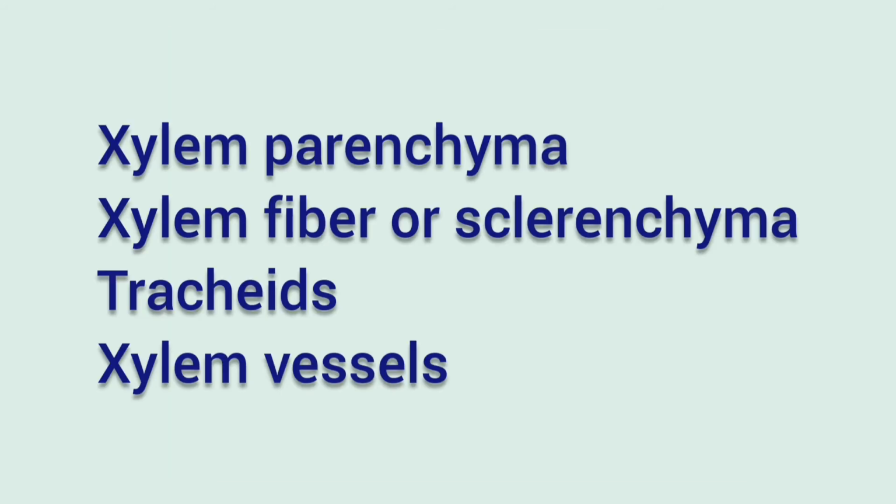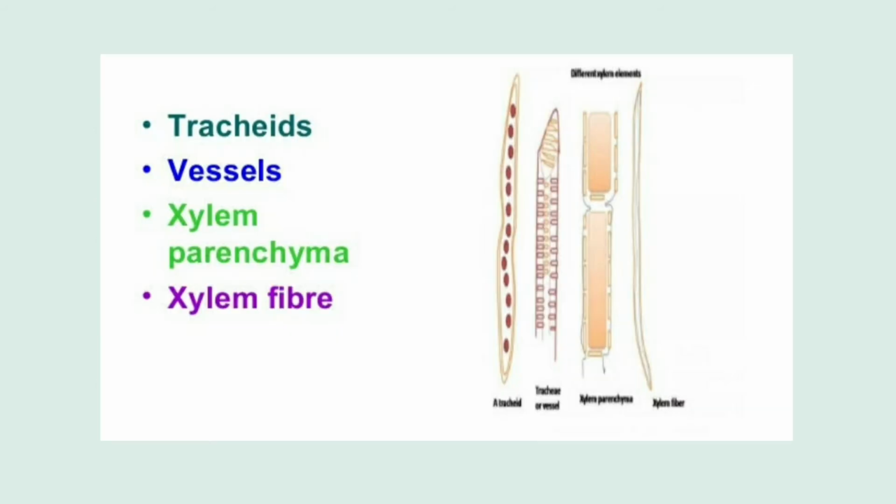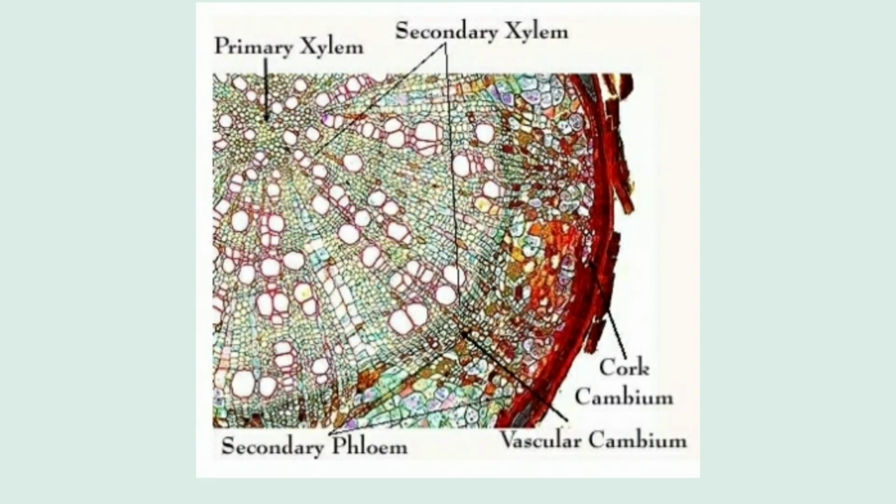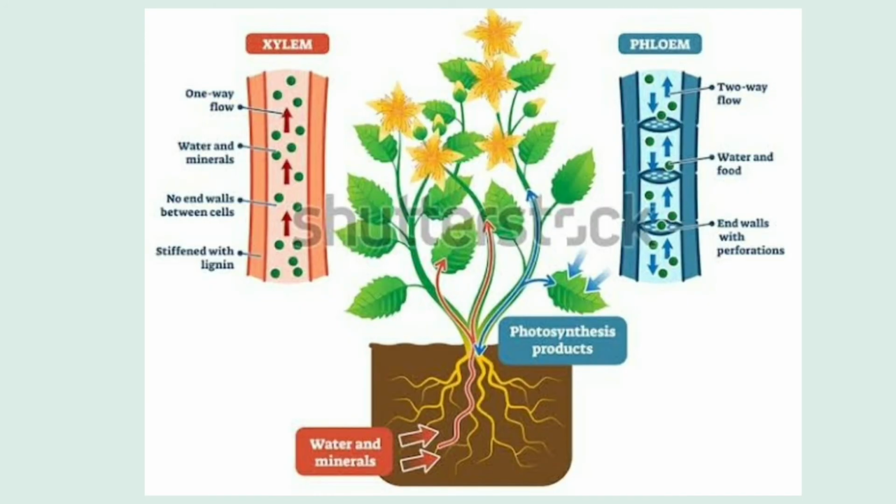In angiosperms, the xylem is comprised of xylem parenchyma, xylem fiber or sclerenchyma, tracheids and xylem vessels. The xylem is the primary component of wood in woody plants. Based on the stage and origin of growth, a xylem may be classified as primary xylem or secondary xylem.